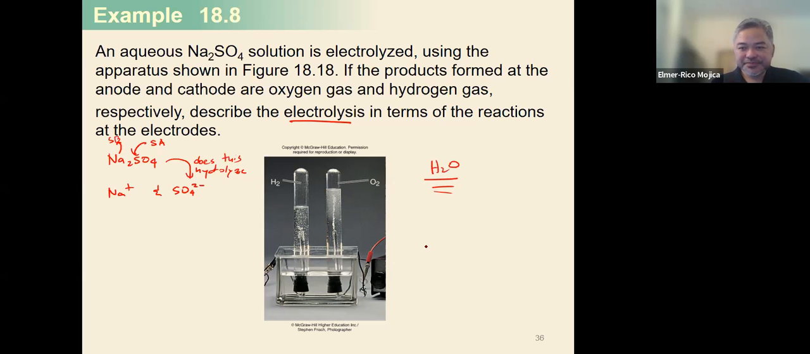Water. So the reaction that happened there is just like what we have discussed before. So you have water there that is oxidized to give you oxygen, 4H+ and 4 electrons. And then you have on the other side water plus 2 electrons producing H2 plus 2OH-. So that's the reaction that takes place.